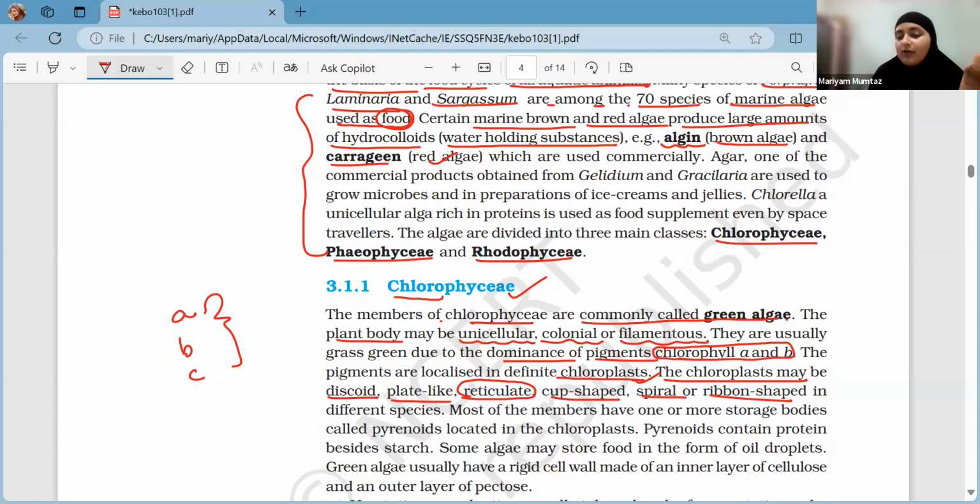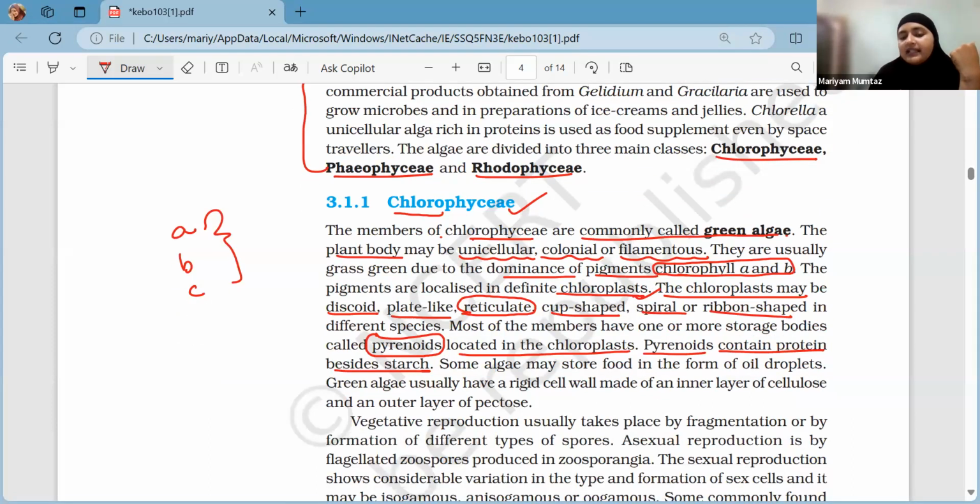Now, most of the members have one or more storage bodies that are known as pyrenoids. See, in all of the classes that we are going to study, the thing that you can use to differentiate them is, firstly, the pigment present in them. Second, their storage body, because it is different for all the three. And then the examples. Talking about the storage body of Chlorophyceae, we have pyrenoids that are located in the chloroplast. Pyrenoids contain protein besides starch. Apart from having starch, they contain proteins. Some algae may store food in the form of oil droplets.